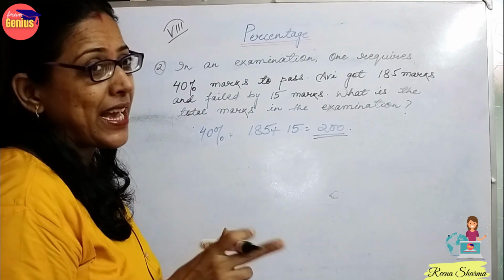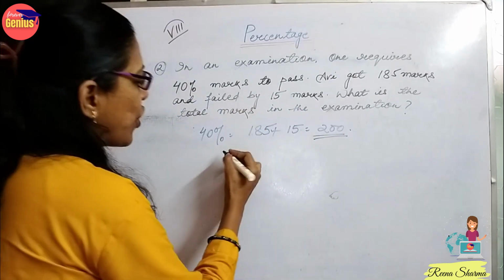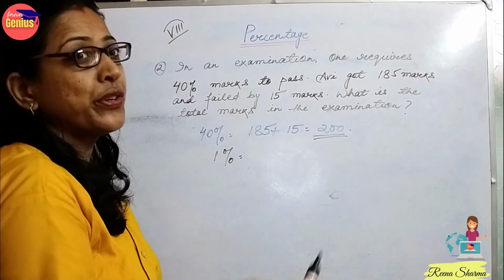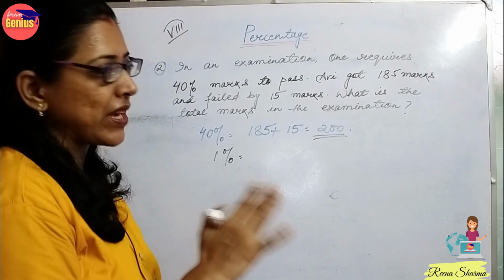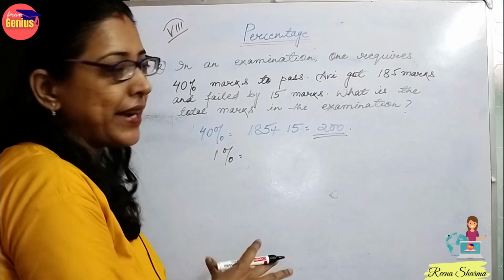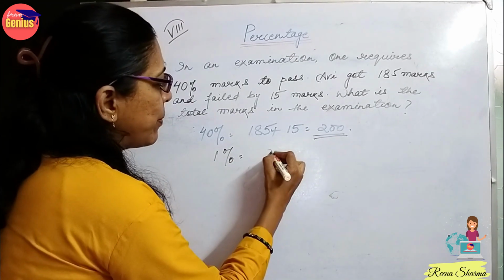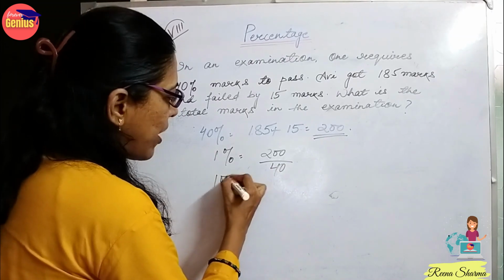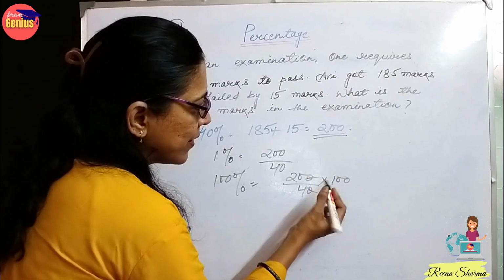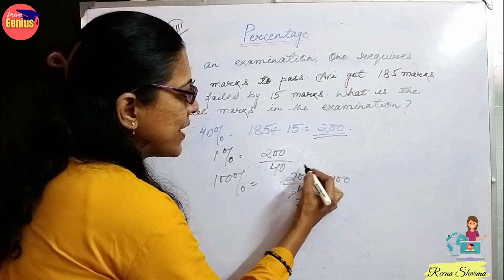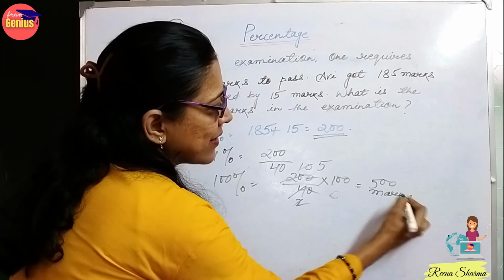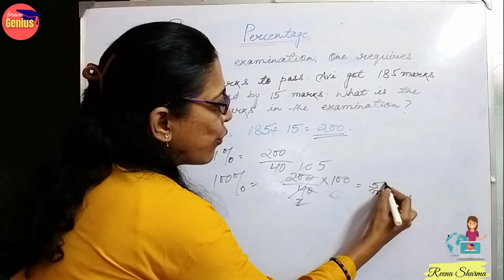Now, in percentage, we always calculate on 100. So, 40% is 200. What is 1%? I told you, whenever this type of sum comes, if I calculate on a unitary basis, means if I always find for 1, the sum becomes very easy. And this thumb rule or trick can be applied in all questions like this. So 1% will be 200 by 40, and 100% will be 200 by 40 into 100. Simply cancel the zeros. Now this is 2, this is 10, this is 5, equal to 500. So the total marks in the examination is 500. Wasn't that very easy?